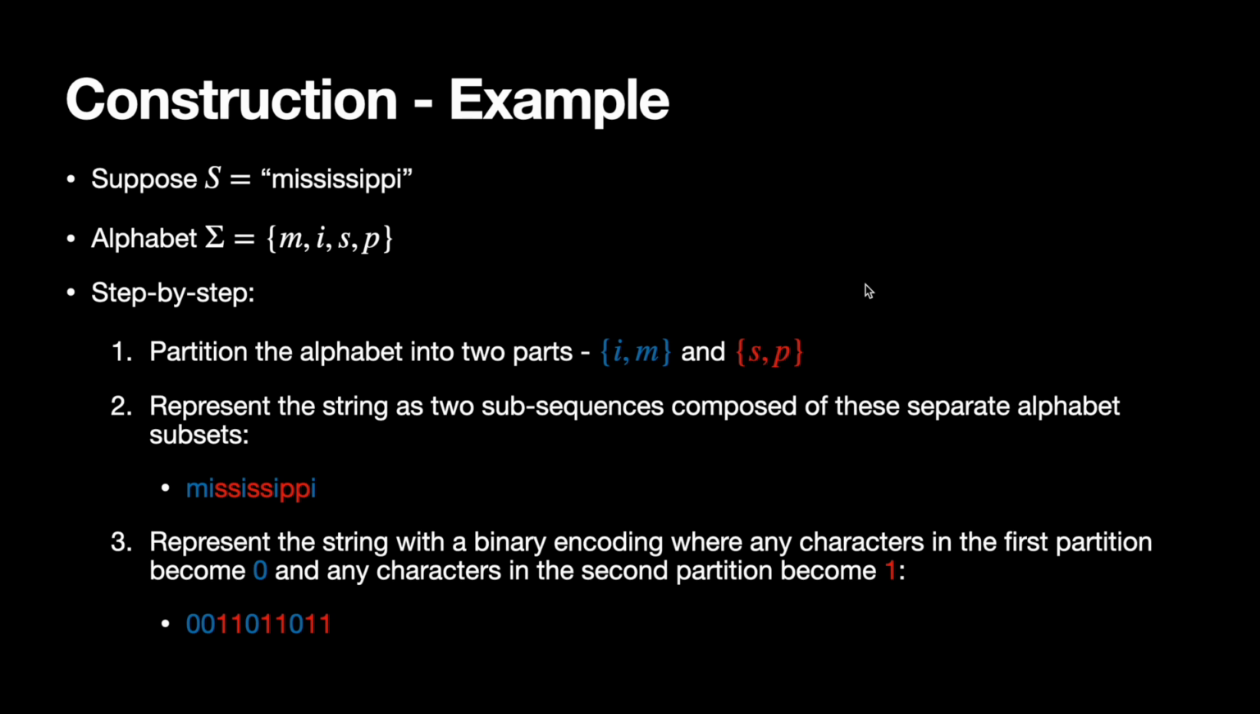Next, we're going to represent the string with a binary encoding. So we're going to take that string and turn it into a bit vector where any characters in the first partition, IM, become 0, and any characters in the second partition, SP, become 1. Again, I'm using the color coding here for clarity, but you can see that all of the M's and the I's became 0s, and all of the S's and the P's became 1s. So the string, which started as Mississippi, now becomes 0, 0, 1, 1, 0, 1, 1, 0, 1, 1.